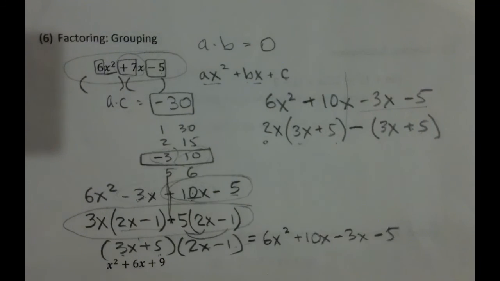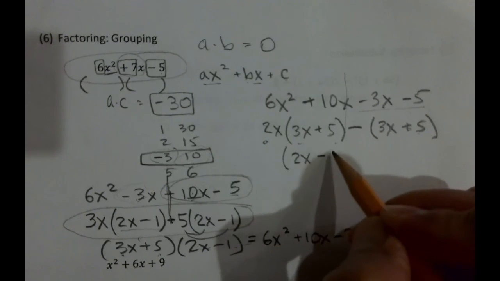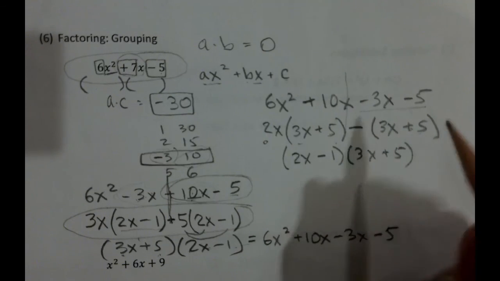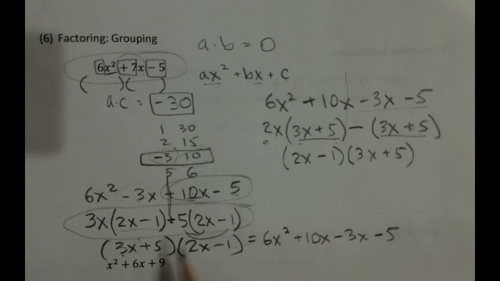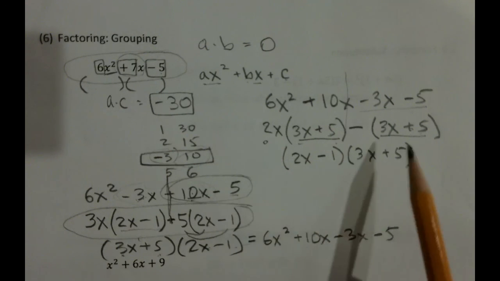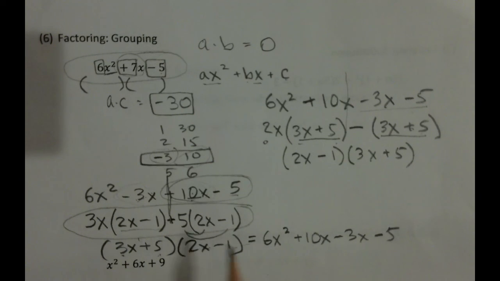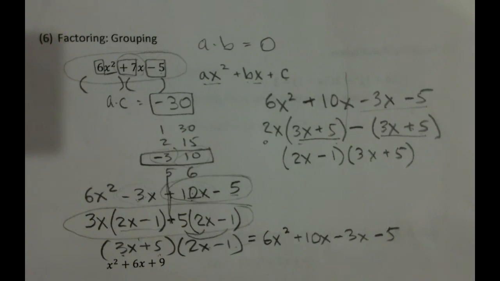So, minus 1. Okay, so again, I can factor out the 3x plus 5 times 2x minus 1, and you see it's exactly the same as what we had here. The commutative property of multiplication says it doesn't matter what order it's in, a times b or b times a, both of those are the same. Alright, so that is factoring by grouping.